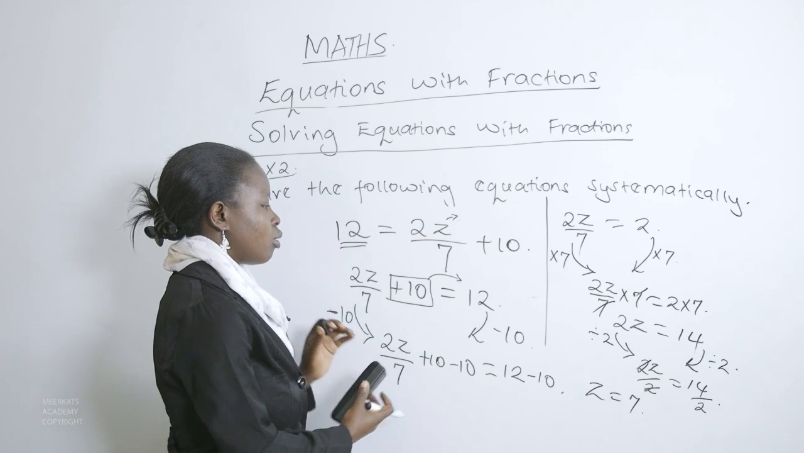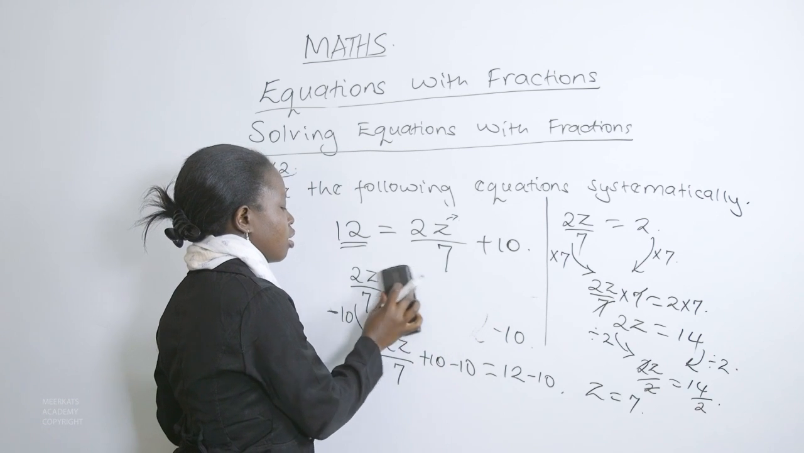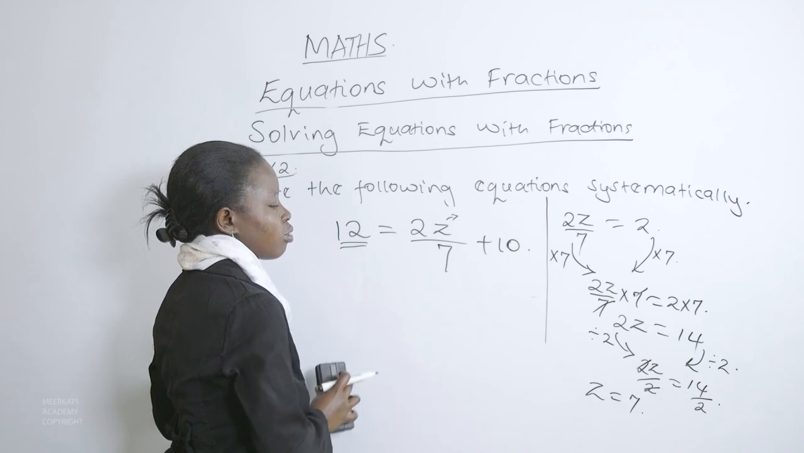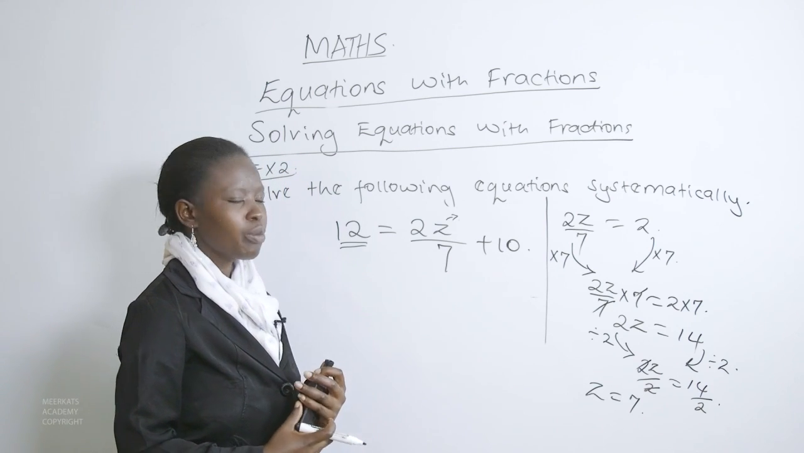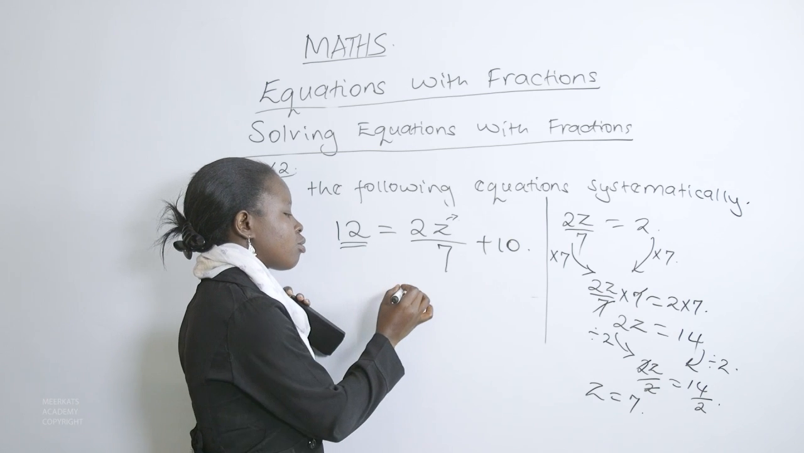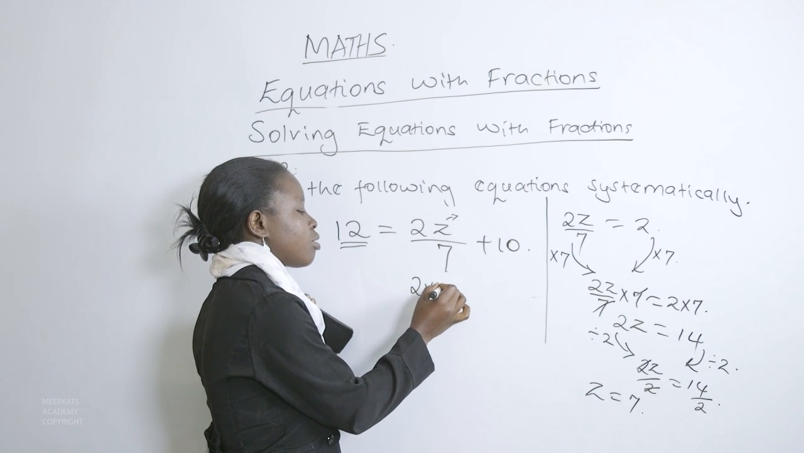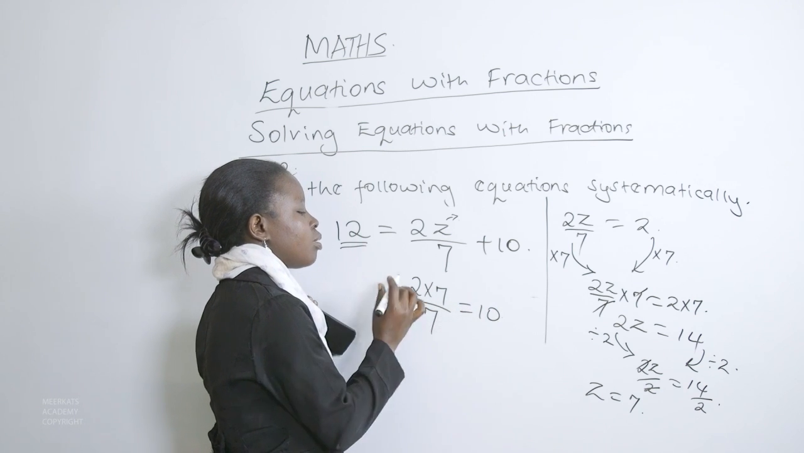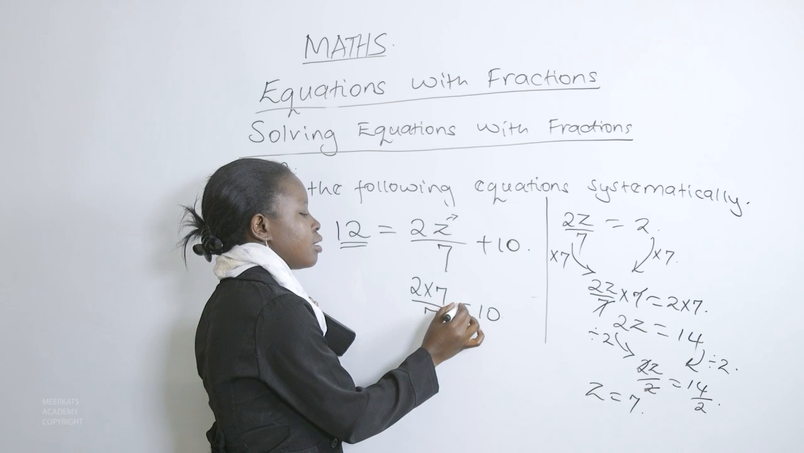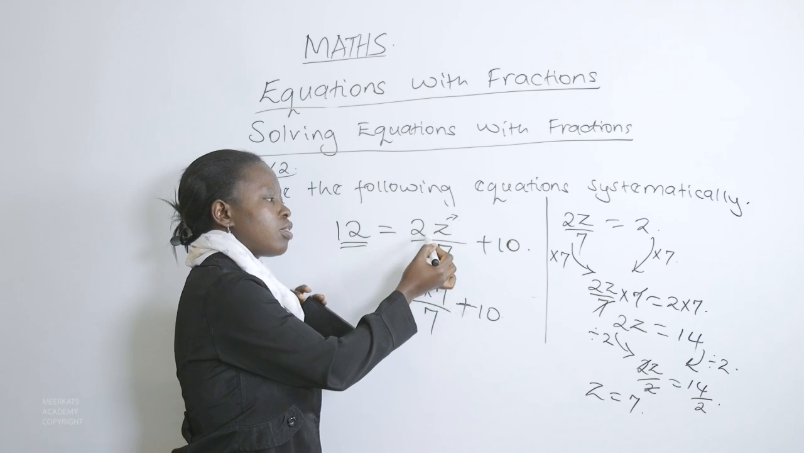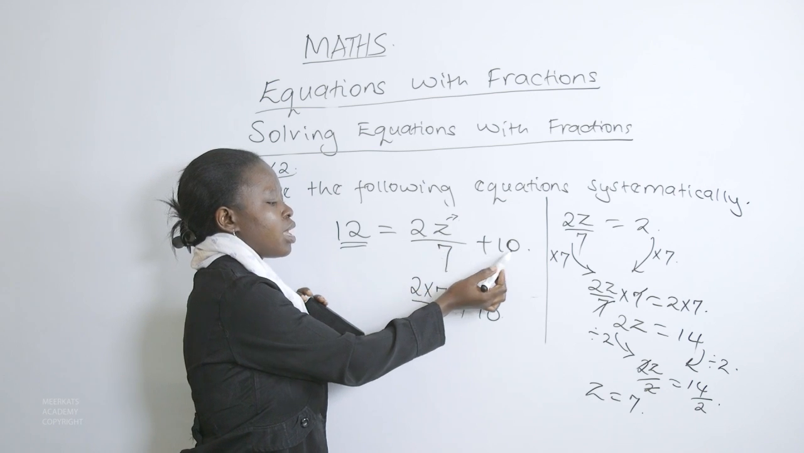So let us find out if it will give us the value that we are expecting. So that z is 7. Where I have z, I'm substituting it with 7. So I'll have 2 times 7 divided by 7, plus 10, which should give us 12. Let us find out. This is 2z over 7 plus 10.